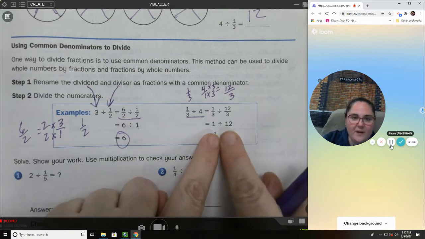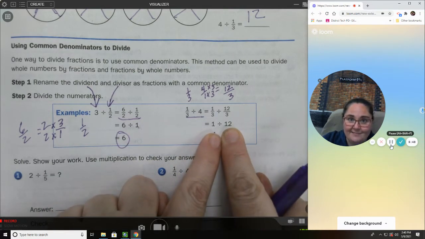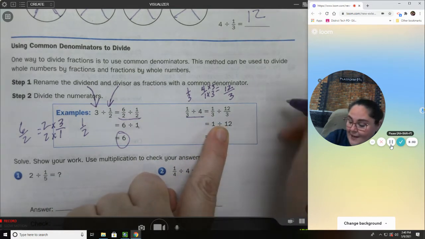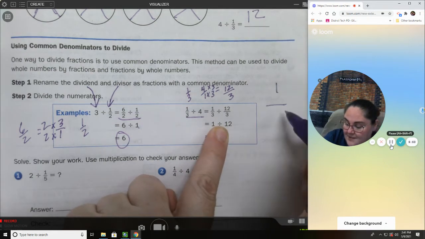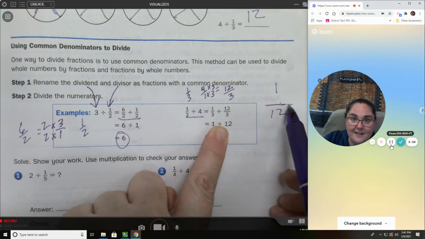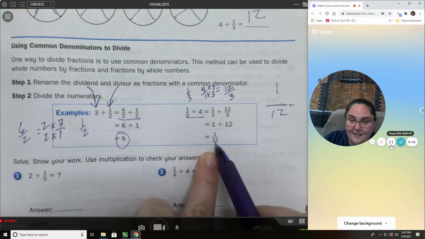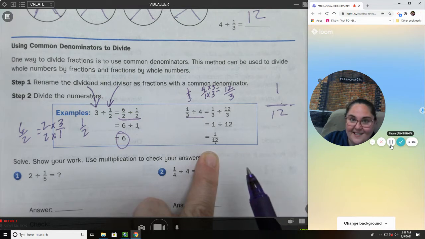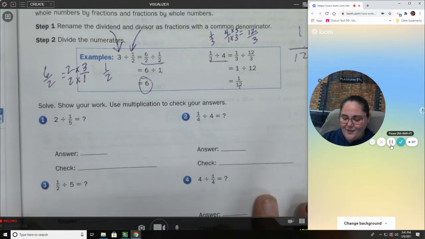So I know that 1 divided by 12 is going to be a fraction. When I see a fraction, that is the way I could read it, right? My middle line means divided by. 1/12. See how easy that is? All right, let's do the next few here.